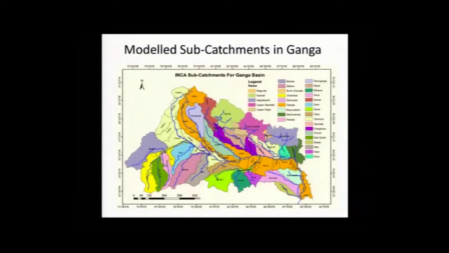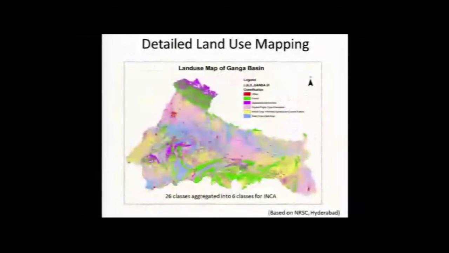Okay. So these are some of the data sets which we used. This is the detailed land use, land cover data, which was provided by NRSC Hyderabad. We had a total of 26 classes to start with, a very detailed NRSC land use, land cover map. We merged many of the classes. Basically, 6 major classes were made out of that, for simplification of the land use, land cover map for the INCA model.